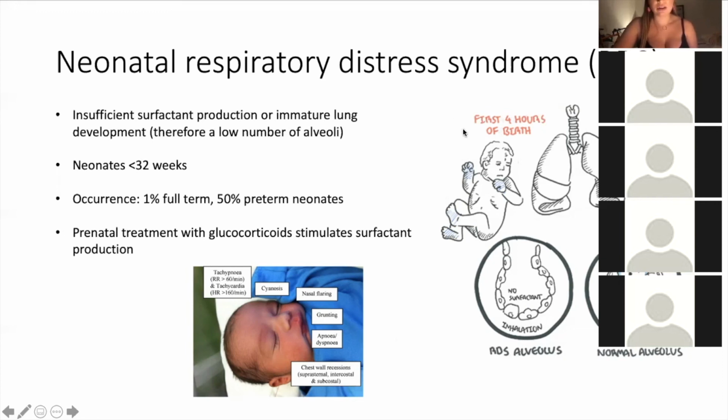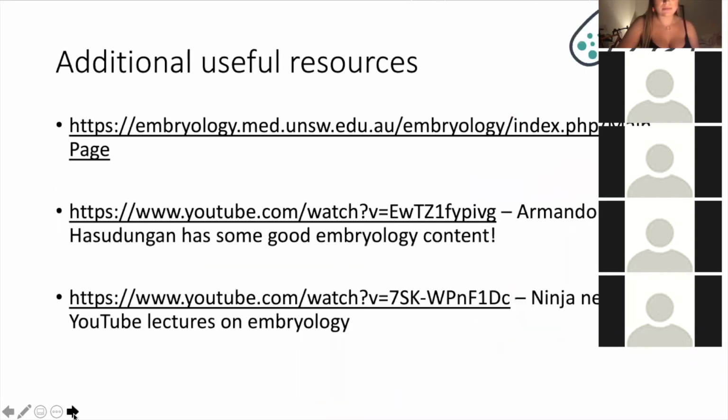This can obviously have huge implications. Like I've said before, we need the surfactant to keep the alveoli open and stop them collapsing. So you can see down here that they can present with cyanosis, tachycardia, tachypnea, they're struggling to breathe, nasal flaring, they're trying to get more air inside of them, and so on, chest wall recessions as well. Prenatal treatment with glucocorticoids stimulates surfactant production. So this can actually be picked up within the womb and can be treated before birth sometimes.